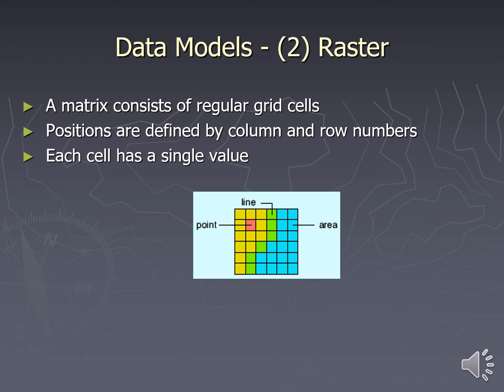So where in your vector data you had an XY coordinate, it works the same way, except in a raster data set, it is a continuous coverage, and the positions are defined by the column number and the row number, so you have an exact unit. And each cell obviously has a single value.